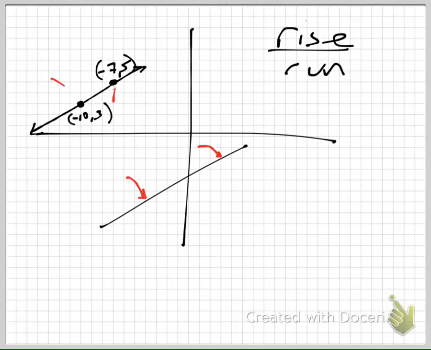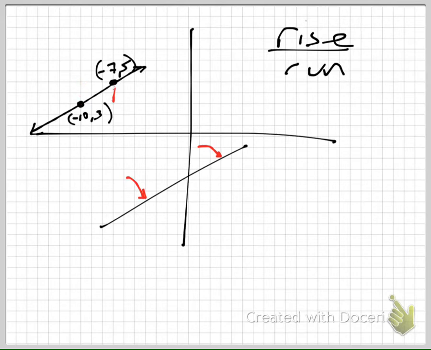When I went from right here to right here, how far up did I go? What was the rise? 2. The rise was 2. I rose 2. When I ran this way, how far did I run? I ran 3 to the right, right? So the run would have been 3, right?